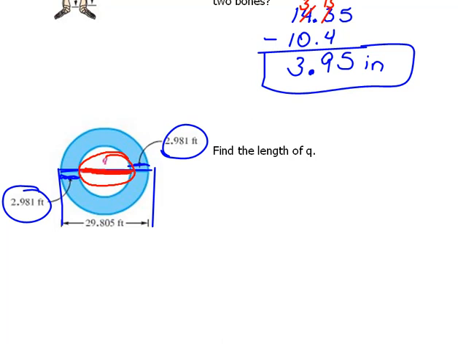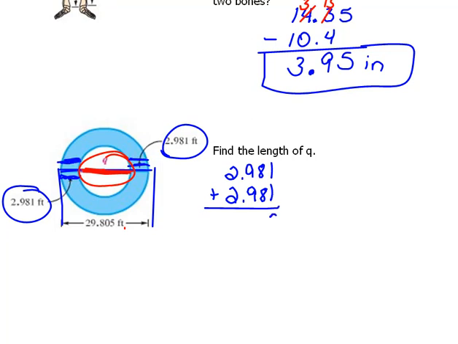That's this length. Well, in order to find that, if we know how far it is the entire way across, and we know what two of these outside pieces are, we could take those away from the entire length and we would just be left with the middle. So we could do this in two steps actually. We could do the 2.981 plus the 2.981, and that would help us to be able to figure out what these outside edges are together.